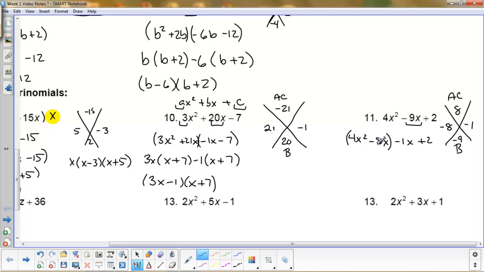I'm going to use 4-term grouping to take out the GCF of the first two and the last two terms, and that's going to be 4x times x minus 2, and minus 1 times x minus 2.